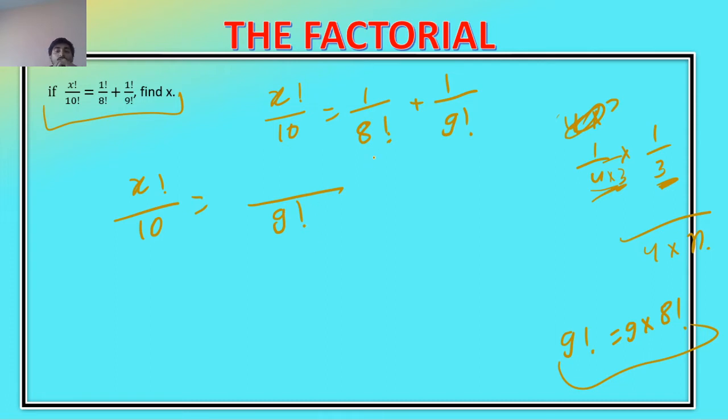Now if we need to divide 9 factorial by 8 factorial, it will take 9 times. So what do we get? 9 plus 1. Is it clear or not?